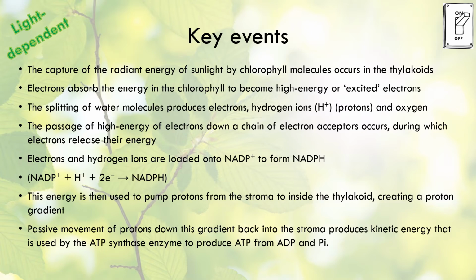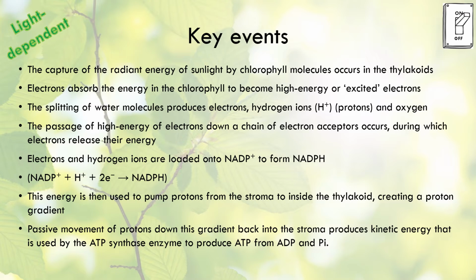That passive movement of the protons back down their gradient, so it wants to equalize. If we pump them all to one side, they're going to want to come back to equalize that gradient. And so as they come back, it produces kinetic energy that's used by ATP synthase, an enzyme, to produce ATP from our unloaded form of ADP and a phosphate molecule.